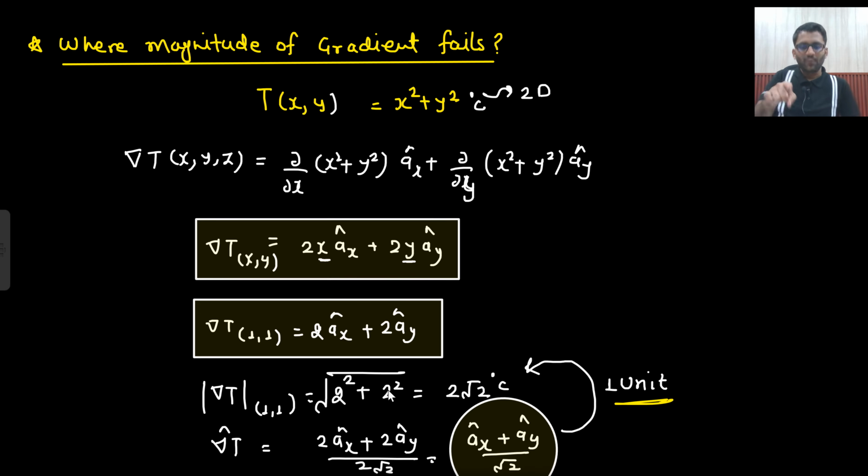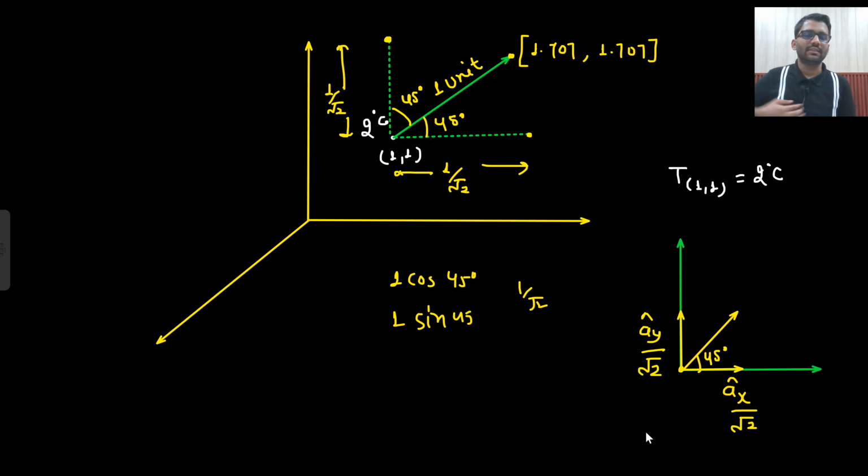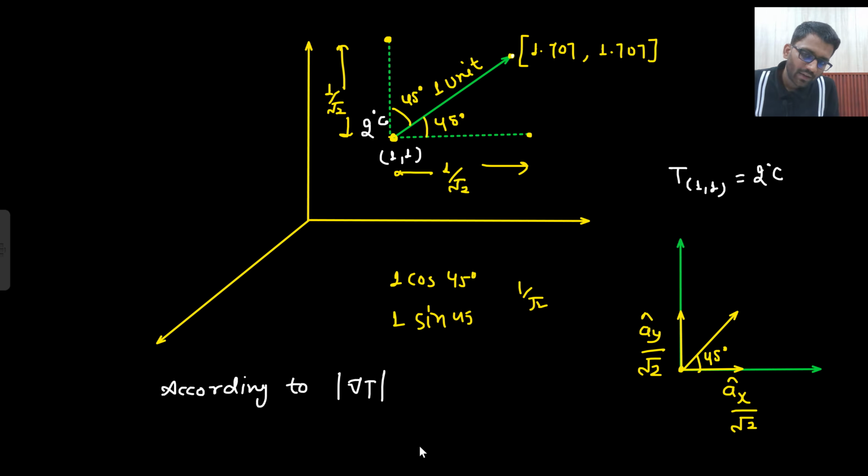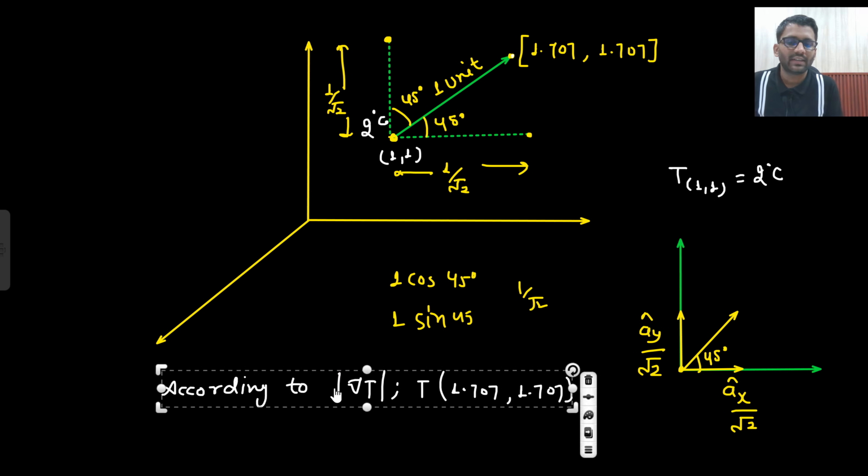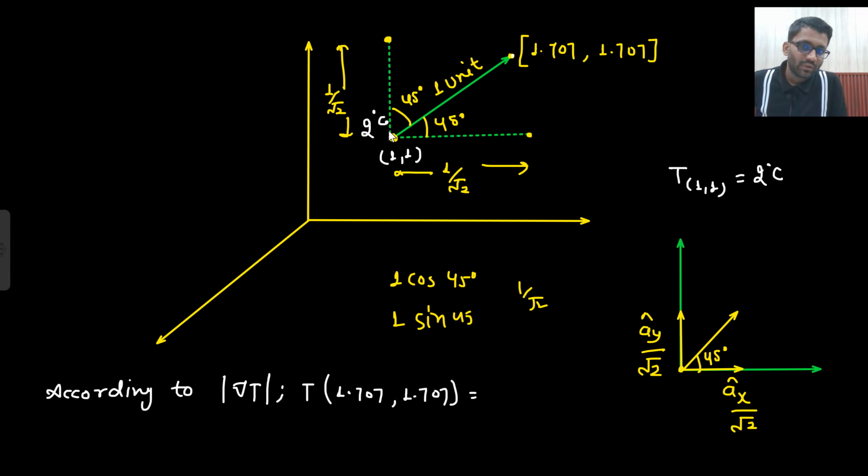What is it saying? If you move in this direction for 1 unit, then your temperature should change by 2 root 2 degrees Celsius. What is your temperature here? 2 degrees Celsius. How much should it change? According to the magnitude of gradient, at 1.707 and 1.707, what should the temperature be? It should change by 2 root 2 degrees Celsius, right? So here it was 2 degrees Celsius, plus 2 root 2 degrees Celsius. So what temperature should I get?